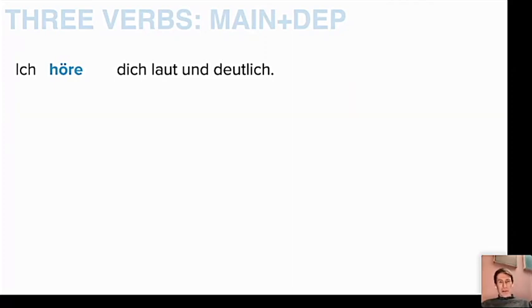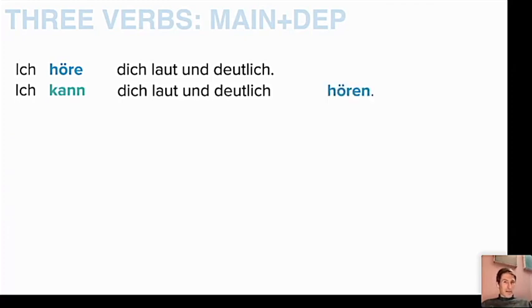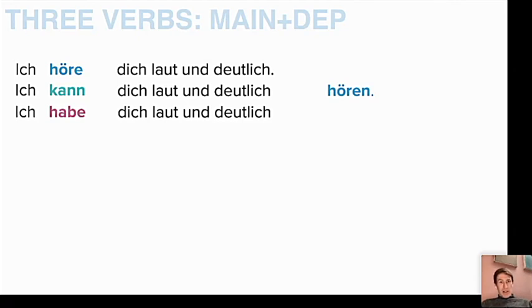Ich höre dich laut und deutlich. Now kann pushes the hören, and kann requires an infinitive. Now let's add another verb, so we get our 3 verbs. Habe. So, ich habe dich laut und deutlich hören können. Hören stays where it is.